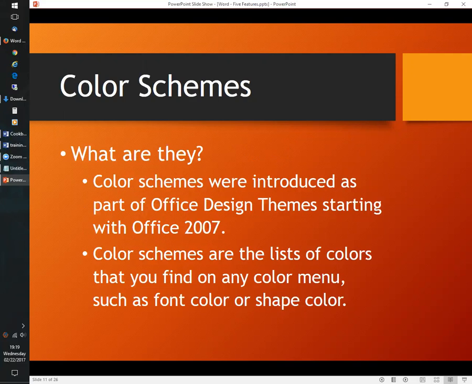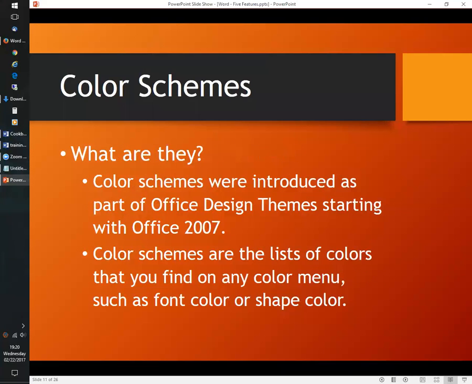What is a color scheme? Well, color schemes were introduced as part of something called Office Design Themes, and this was a new feature of Office 2007. Color schemes are basically the lists of colors that you find on any color menu, such as the font color, shape color, table colors, table styles. There's lots of places where you see these sets of colors.